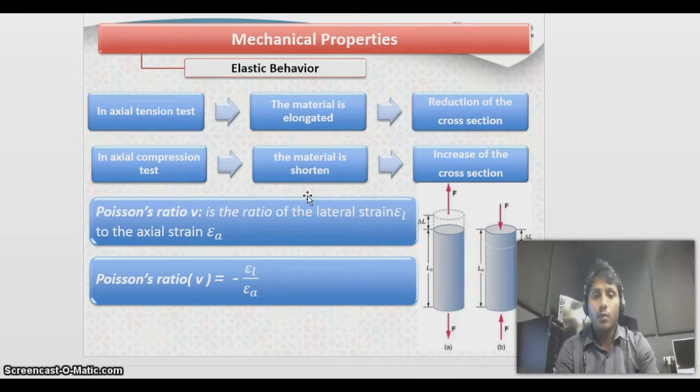Here we are coming to Poisson's ratio, which is the ratio of the lateral strain to the axial strain. So Poisson's ratio is given as minus epsilon L over epsilon A.